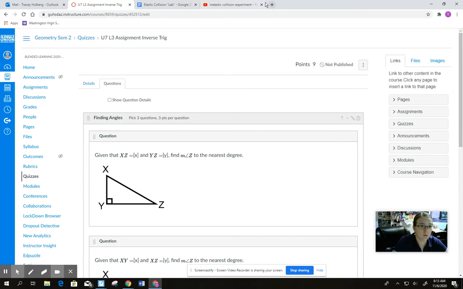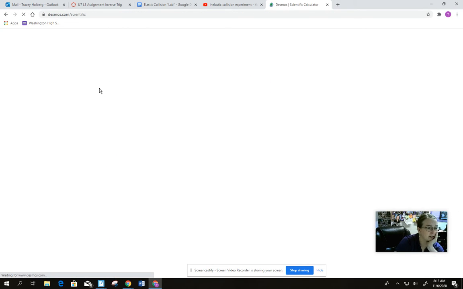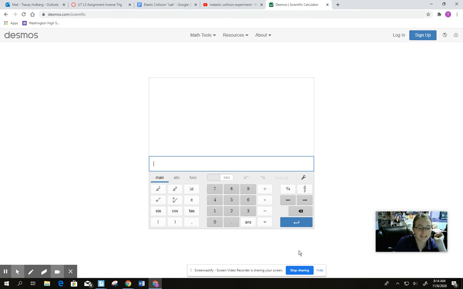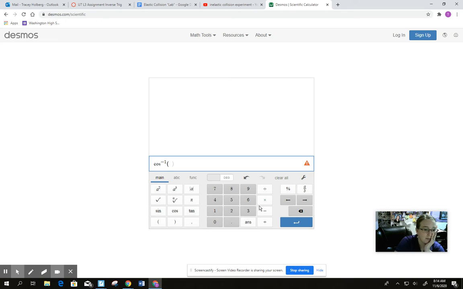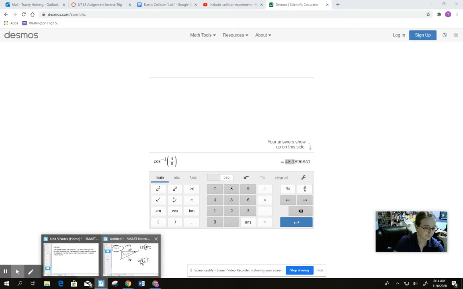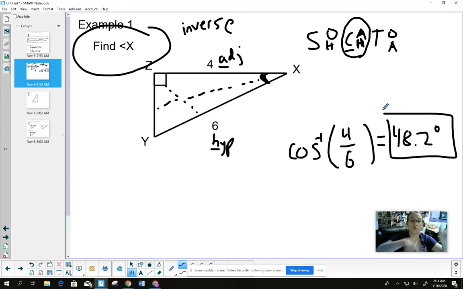I should have already had Desmos pulled up, but I forgot to have it ready. Let's go ahead and plug this in the calculator. I'll show it one more time. So remember that to get to the inverse trig functions in Desmos, you click function. That's what the func is for. And there's your inverse trig. So you have cosine. We go back to main. And then our fraction was 4 over 6. Or I can click the fraction button. And there's our answer. I'm going to go ahead and round that to 48.2. And boom, you're done. Inverse trig is a lot easier because you don't have to move things around and get your variable by itself. It's already good to go.